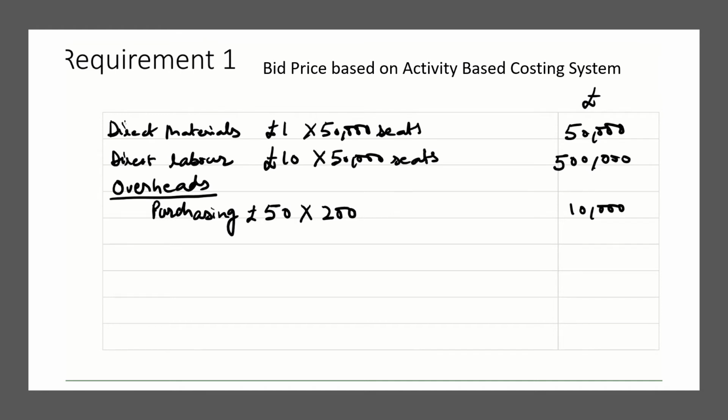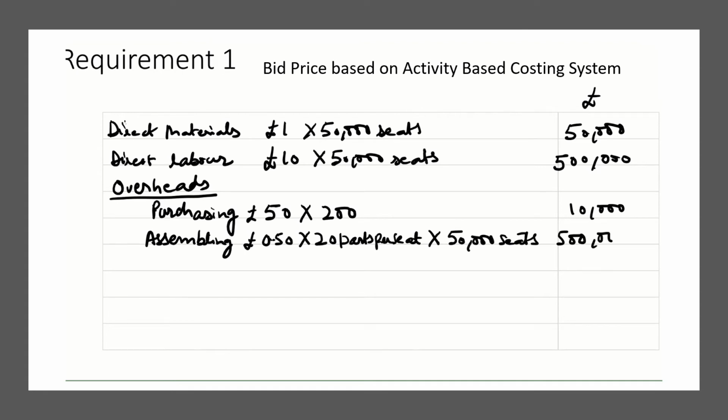Second activity which we have is assembling. The overhead rate given to us is 0.50, but that is per part, and we need 20 parts for each seat, and we are preparing 50,000 seats. That comes to 500,000 here.